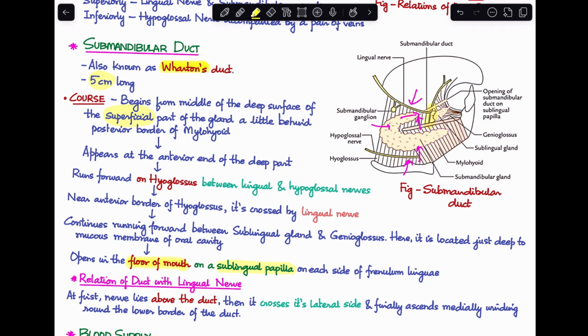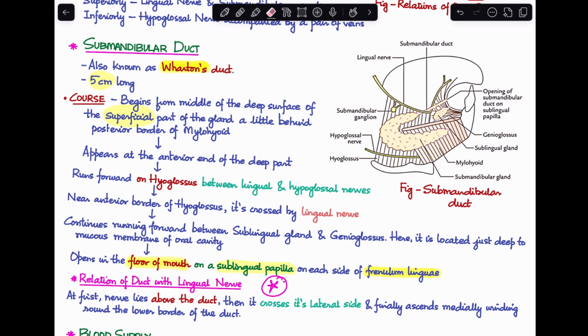And where does this lie? The sublingual papilla lies on each side of the frenulum linguae. So this is the course of the submandibular duct. An important feature to remember here is the relation of the duct with the lingual nerve. So let's look at the image over here.